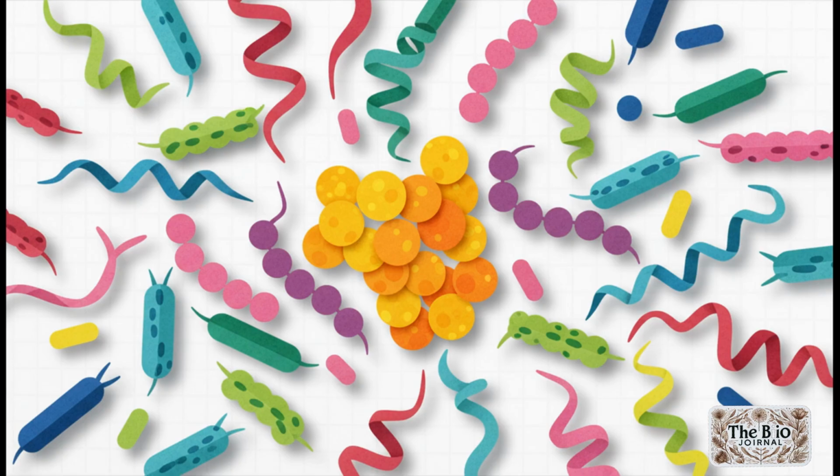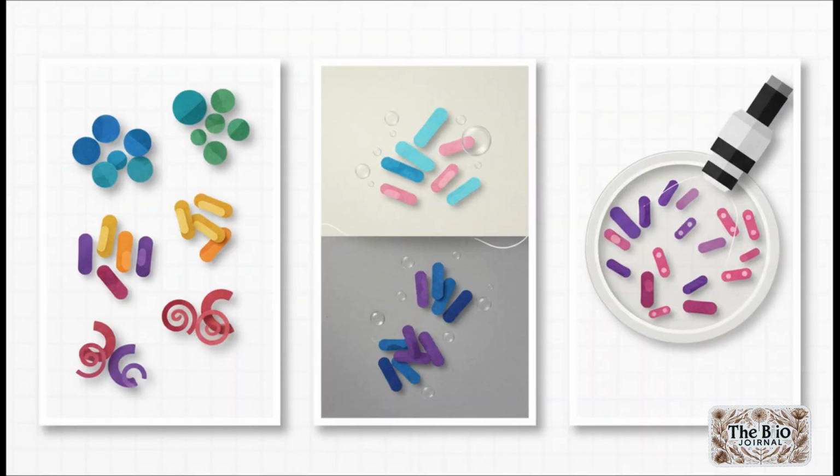So to try and make sense of this massive group, scientists have a few key ways to classify them. You can group them by their shape. Are they little spheres or are they rod-shaped? You can group them by whether or not they need oxygen to survive. But honestly, one of the most crucial methods is something called the Gram stain.